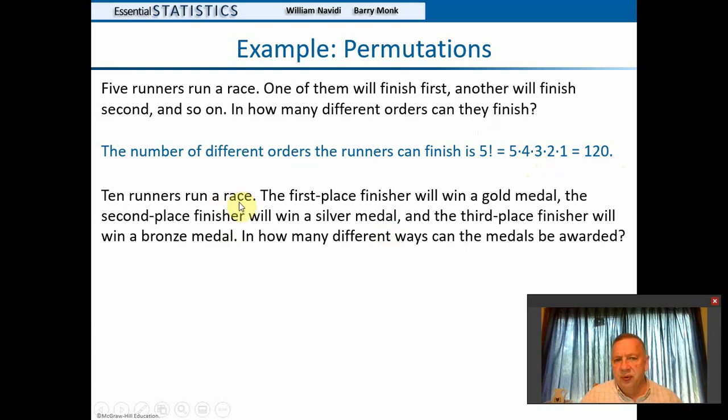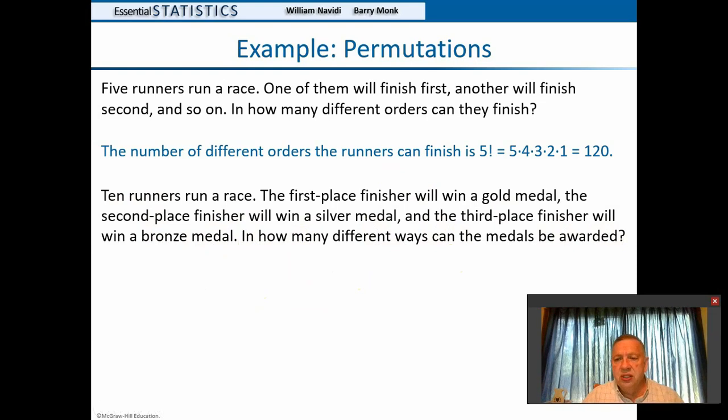If 10 runners run a race, the first place finisher will win a gold medal, the second place finisher will win a silver medal, and the third place finisher will win a bronze medal. How many different ways can the medals be awarded? So here we've got 3 different categories that we're working with: first, second, and third. Any one of the 10 runners can come in first position, so we've got 10 golds.